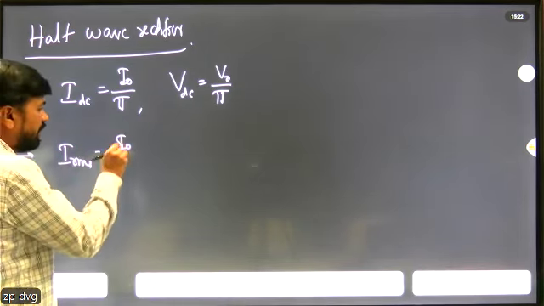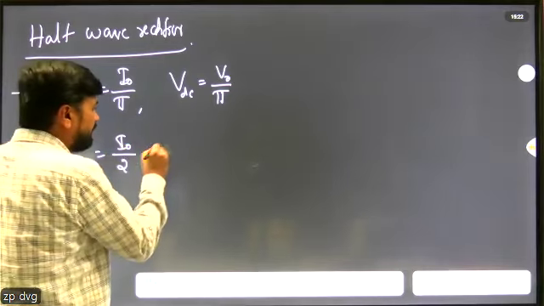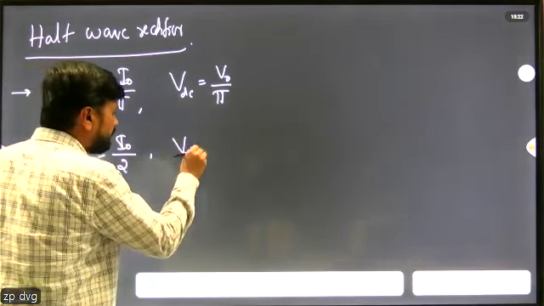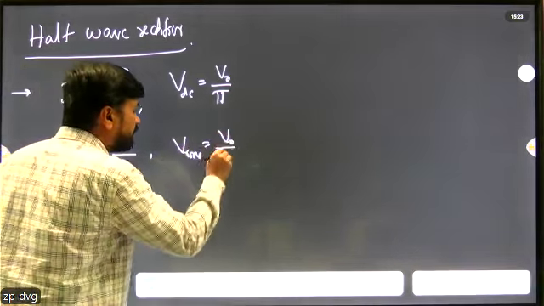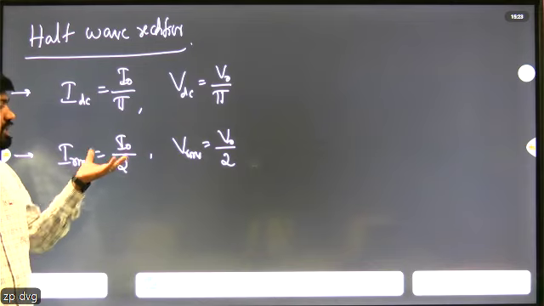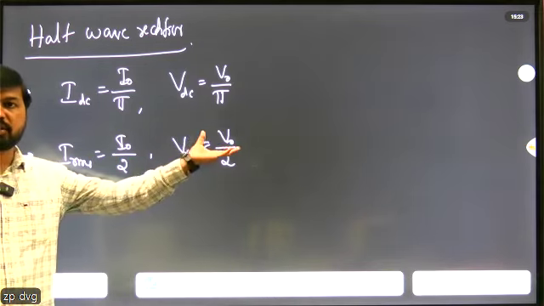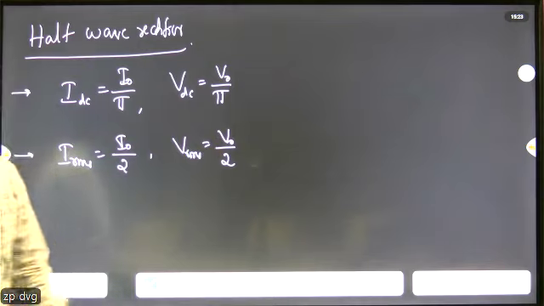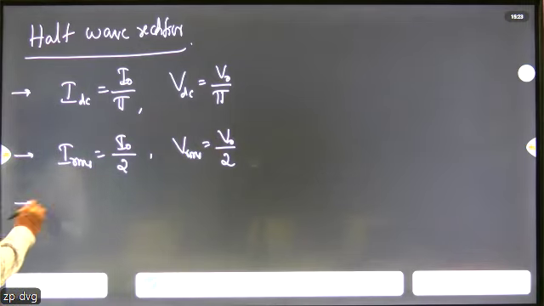IRMS is equal to I naught by 2 and VRMS is equal to V naught by 2. In case of half wave rectifier, RMS output is given by IRMS is equal to I naught by 2 and VRMS is equal to what? V naught by 2.